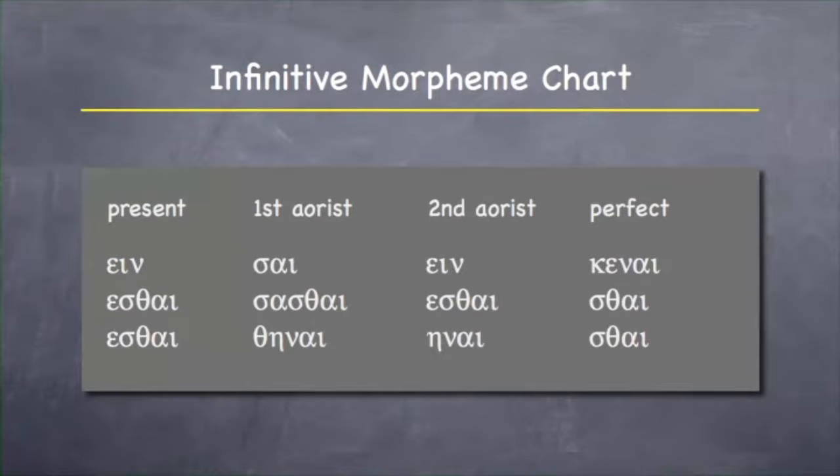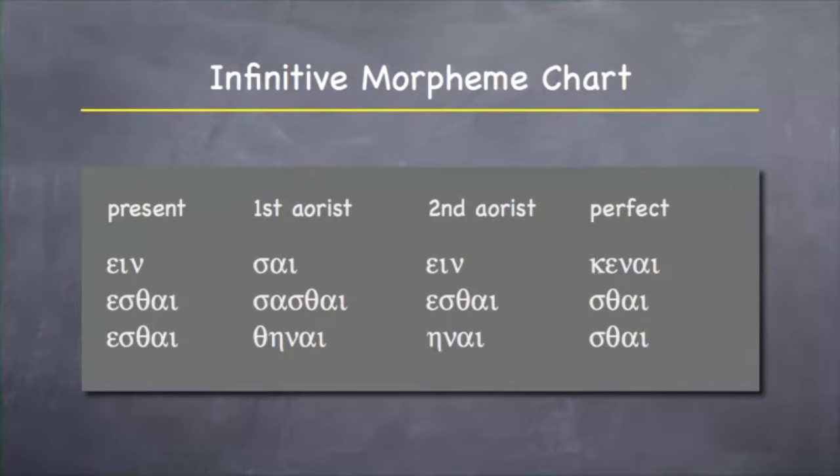The infinitive in the present tense system in the active is ain, and then in the middle passive it's esthai. In the first aorist, you will memorize it as psi. The sigma alpha is actually the tense formative, but just memorize it as psi. And then the first aorist middle, it's sasthai, and in the first aorist passive, it's thenai. So you can see the tense formative all the way through those three forms.